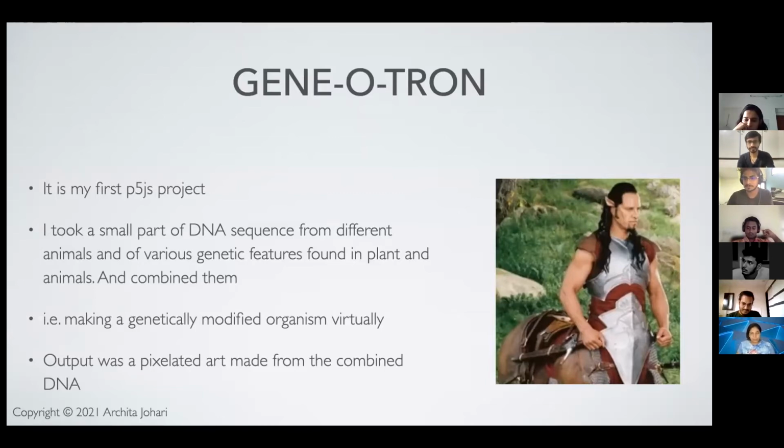So let's talk a little bit about genetically modified organisms. If you have seen Narnia, there's a creature which is half human and half horse. This is a bit of an exaggerated form of a genetically modified organism. But scientists and engineers have managed to make microorganisms and plants with mixed genes, and in humans and other animals, it is not being done because of ethical issues. My output was in a pixelated art form. This is how it goes.